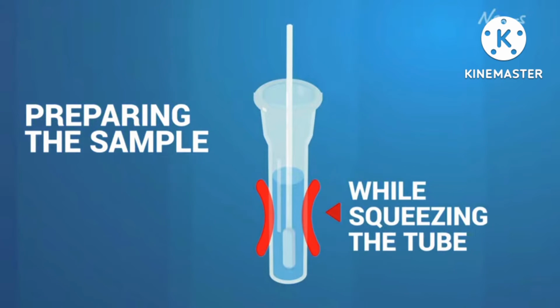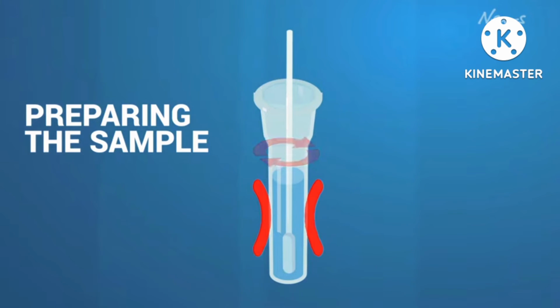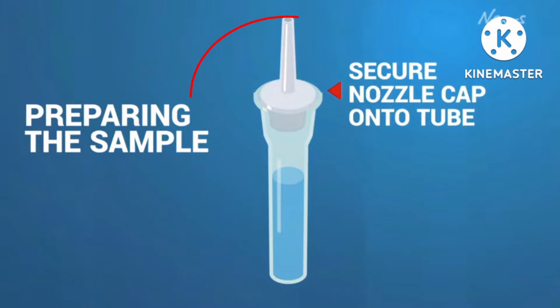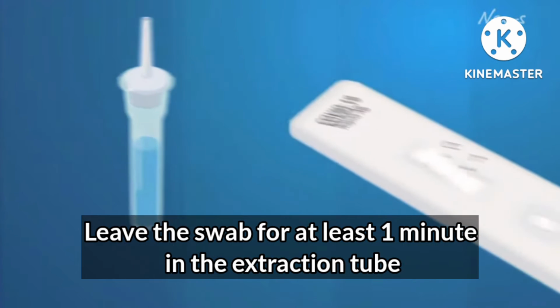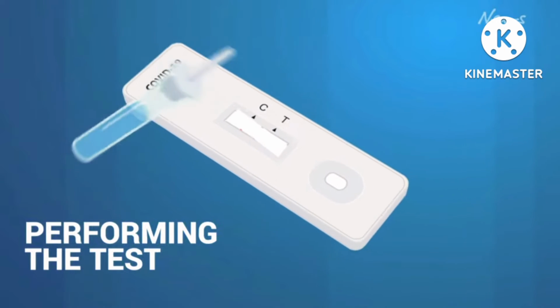Rotate the swab tip 5 to 10 or more times against the bottom and sides of the extraction tube to release the specimen from the swab tip. Take out the swab while squeezing the middle of the extraction tube to release the liquid from the swab. By the way, make sure to leave the swab in the extraction buffer for at least 1 minute. After that, you may discard the used swab and then cover the lid.